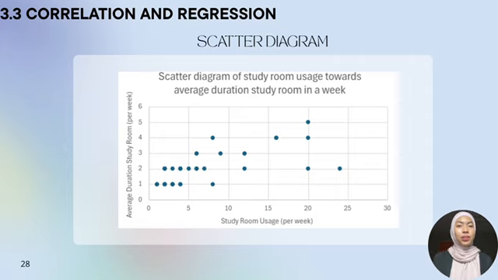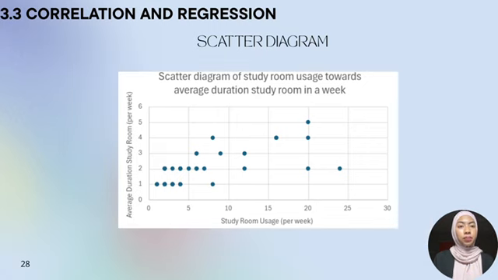First, this slide shows a scatter diagram. The horizontal axis represents study room usage per week, which is X. The vertical axis represents average duration per week, which is Y. Each dot represents one set of data. From the graph, we can see that when study room usage increases, the average study duration also tends to increase. This shows a positive trend between the two variables.